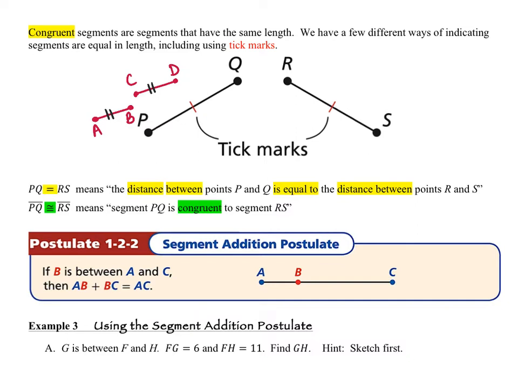And imagine that I had another segment that wasn't the same size as any of these. Well, I could draw that in and it would get no tick marks. We'll call this one XY. No tick marks because it's not the same size as any of these other segments.